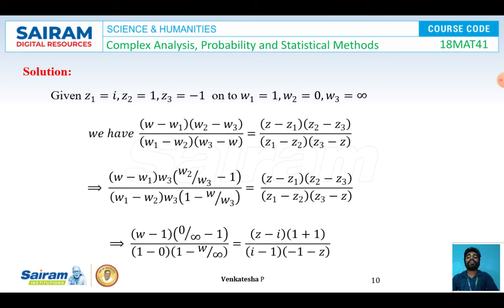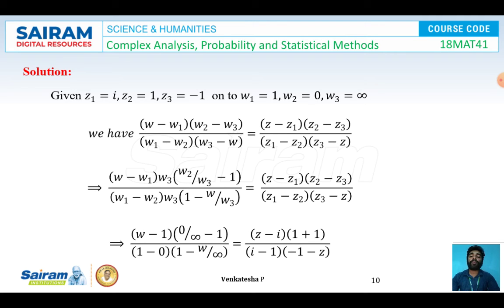So in this I am replacing z1 is equal to i, z2 is equal to 1, z3 is equal to minus 1, w1 is equal to 1, w2 is equal to 0 and w3 as infinity. So if I put w3 is equal to infinity in this equation, it will become infinity by infinity form. So for that I am taking w3 common factor from both the expressions first and cancelling that. So I got the equation (w minus w1) into w3 (w2 by w3 minus 1) after taking w3 common factor from this expression. Here also (w1 minus w2) into w3 into (1 minus w by w3), we got it by taking common factor here, is equal to (z minus z1)(z2 minus z3) divided by (z1 minus z2)(z3 minus z), which I am keeping as it is.